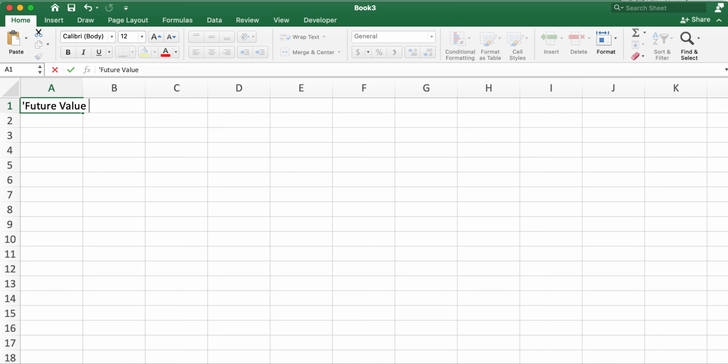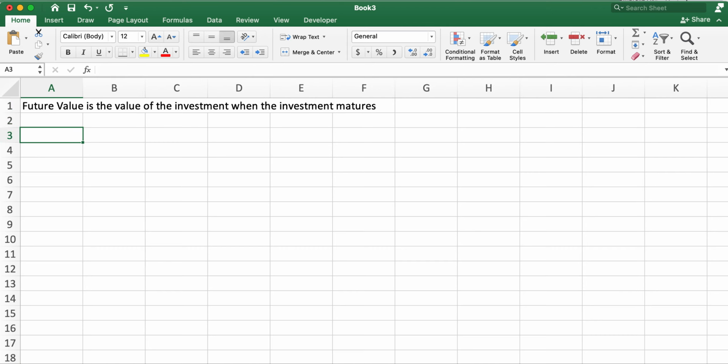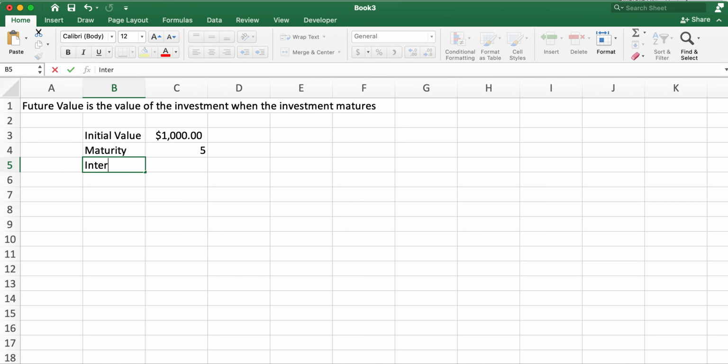Okay, so what is future value? Future value is the value of the investment when the investment matures. So for example, if you have an initial value of $1,000 and you have a maturity, I don't know, 5 years, and you have an interest rate, and we're going to go 4%.